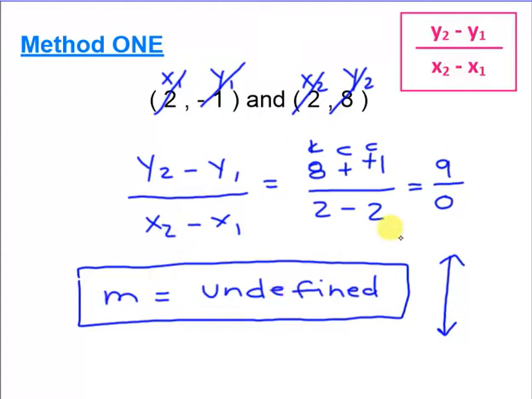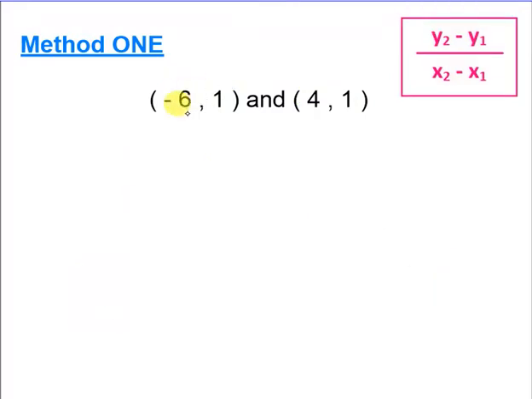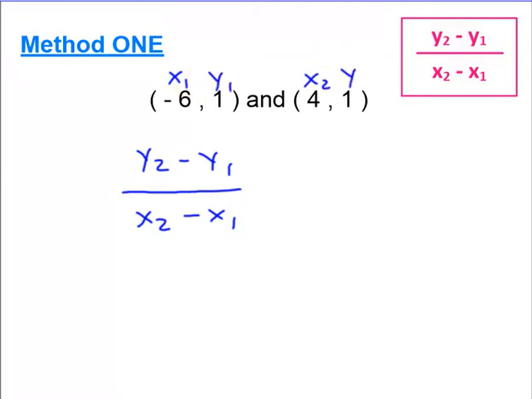So your slope here is undefined because you cannot divide by 0. All right, let's take a look at this one here. So y2 minus y1 over x2 minus x1. So we have our x1, we have our x2, we have our y1, and we have our y2. So let's go ahead and put it together.